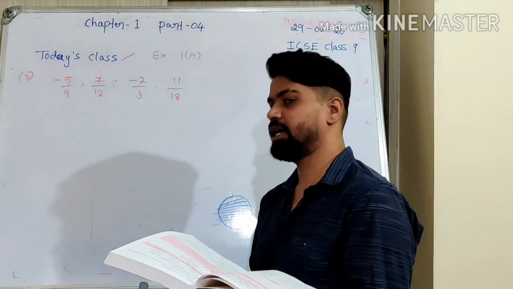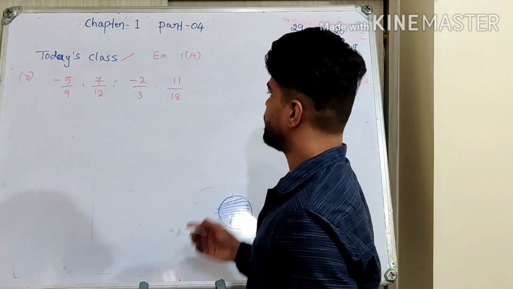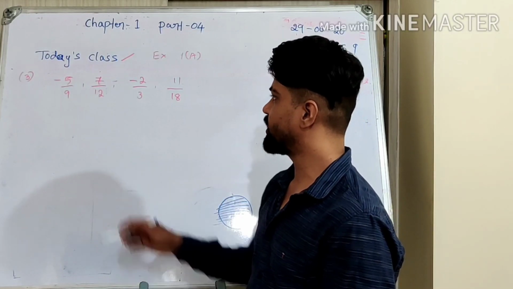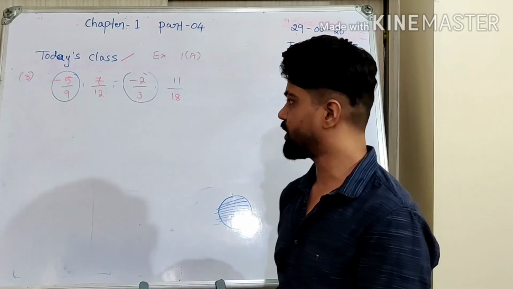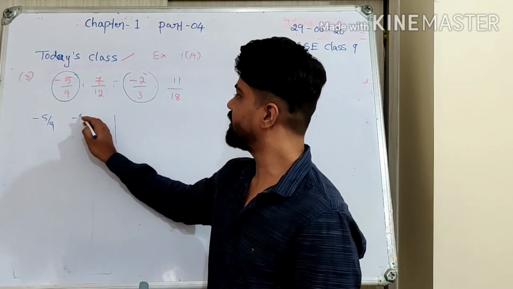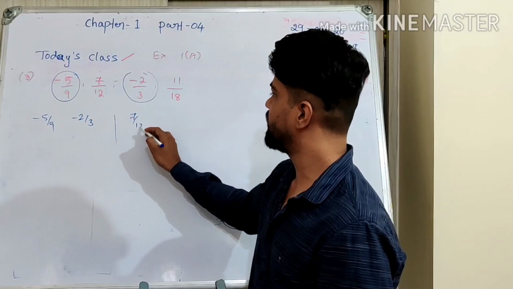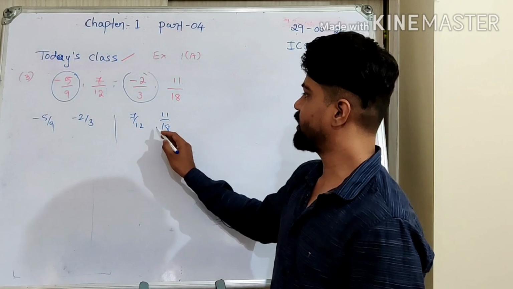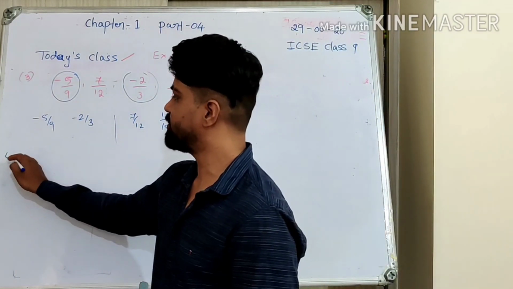Now first let's see how to arrange them in the ascending order. You can easily guess the negative numbers are smaller than the positive numbers, right? So we can classify these negative numbers which are smallest and the positive numbers which are biggest. Let us bifurcate them. Minus 5 by 9 and minus 2 by 3, I need to know which is smaller among them, whereas 7 by 12 and 11 by 18. There are two different approaches. One is we can go for cross multiplication. Another one is going for LCM. Let us start with the LCM method first.